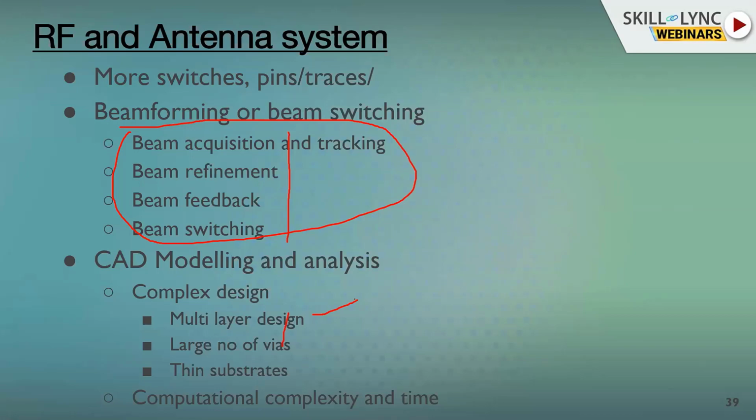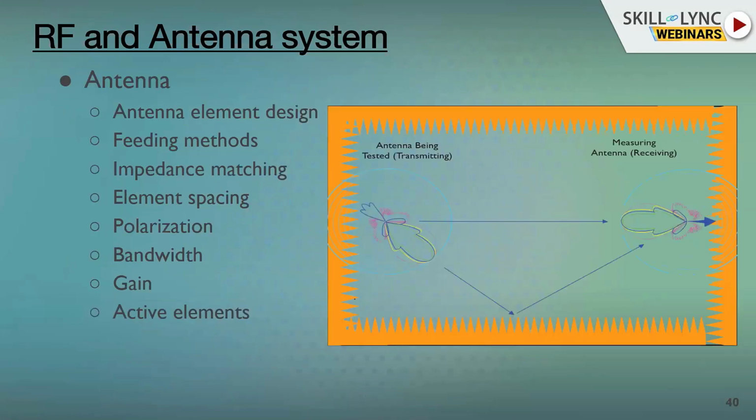From the antenna perspective, antenna element design is there because we have a stringent condition that multi-band operation, multiple services have to be served, and many more. Feeding methods, impedance matching, and element spacing are also crucial parameters here because you don't have enough space to keep a half-lambda spacing. You have to play with the spacing and with the design in order to come up with a compact design. And polarization: nowadays we no longer need a single polarization, we need dual polarization, bandwidth, and so on.